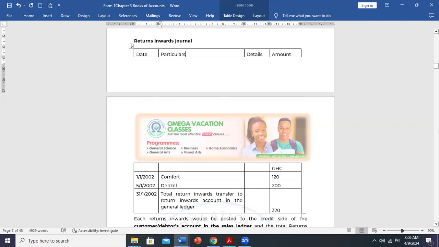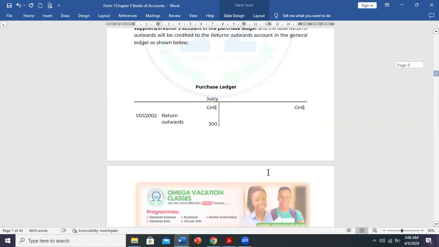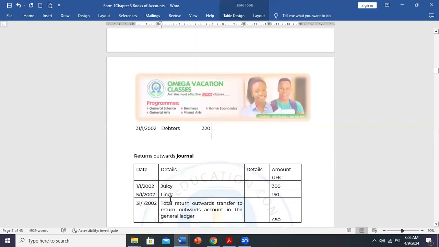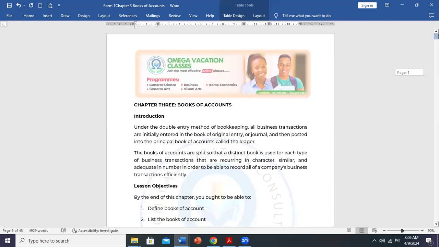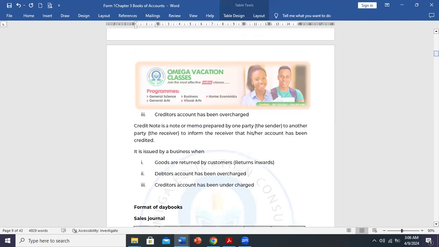Let me show you for the return outwards. So return outwards, right? I had Juicy and Linda, and then the total return outwards transferred to return outwards account in the general ledger. And again, you use the closing date for that total. Are we good? If there are questions, please ask me.